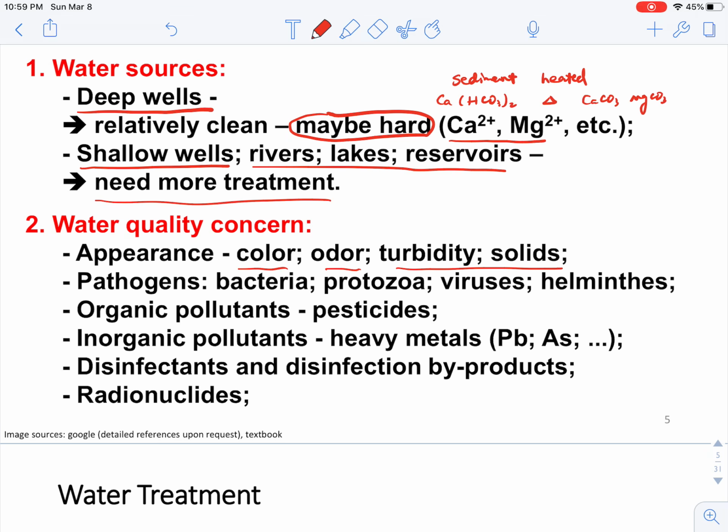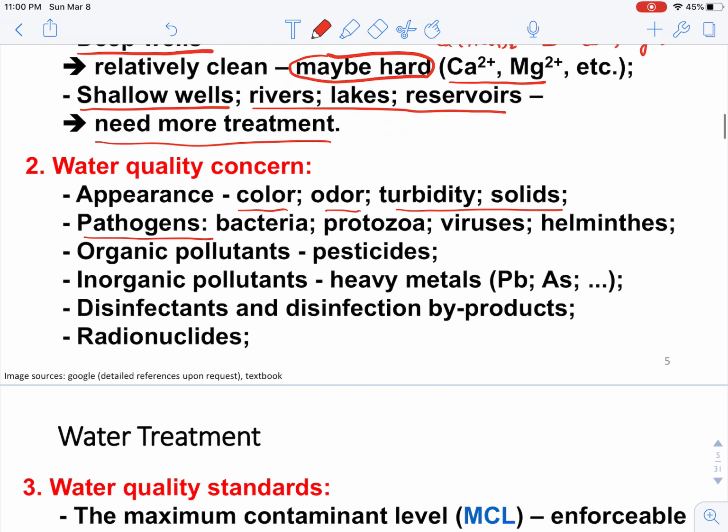And then there are also a lot of pathogens, bacteria, viruses, and so on and so forth. There are organic pollutants, right? Because this water is also subject to the emissions or the chemicals released from industrial plants. There can be inorganic pollutants, for example, heavy metals. And we also need to consider disinfectants and disinfection byproducts. And there can also be some radionuclides, which are harmful to human health too.